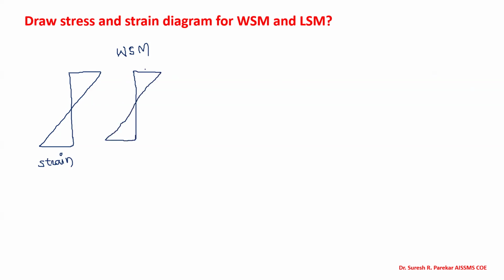We have here sigma S, or I can say sigma C, that is stress in concrete in compression. It may be sigma CC, and this will be sigma ST by M. So as it is triangular, the working stress method is very easy for calculations. Very easy for calculations.